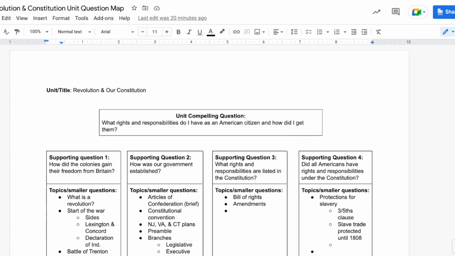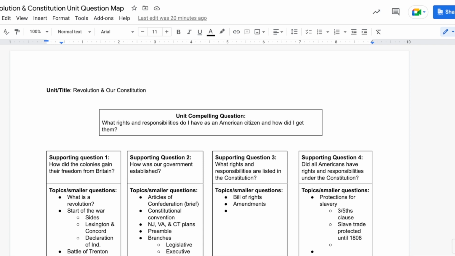I'm going to walk you through how to use the unit question map that goes along with most of the social studies units. Question maps can be found in the unit plan itself or on the grade level social studies website. The question map is titled based on the unit plan. In this case, it's for the Revolution and Constitution unit in our 5th grade curriculum.